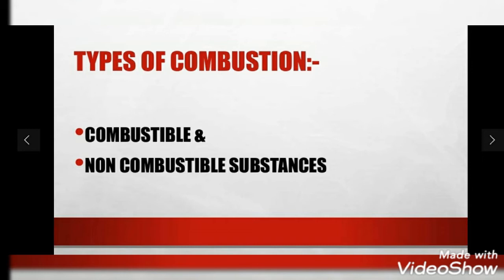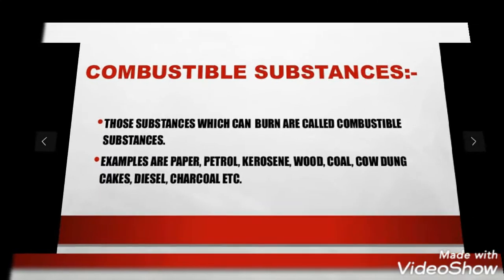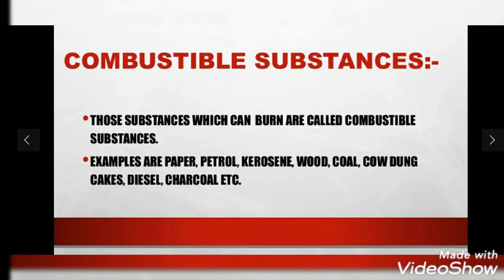Now there are two types of substances: combustible substances and non-combustible substances. Now what are these combustible and non-combustible substances? Combustible substances are those substances which can burn. Example: paper, petrol, kerosene, wood, coal, cow dung, diesel, charcoal. They all are combustible, they burn. That's why they are called as combustible substances. And they burn in the presence of oxygen.